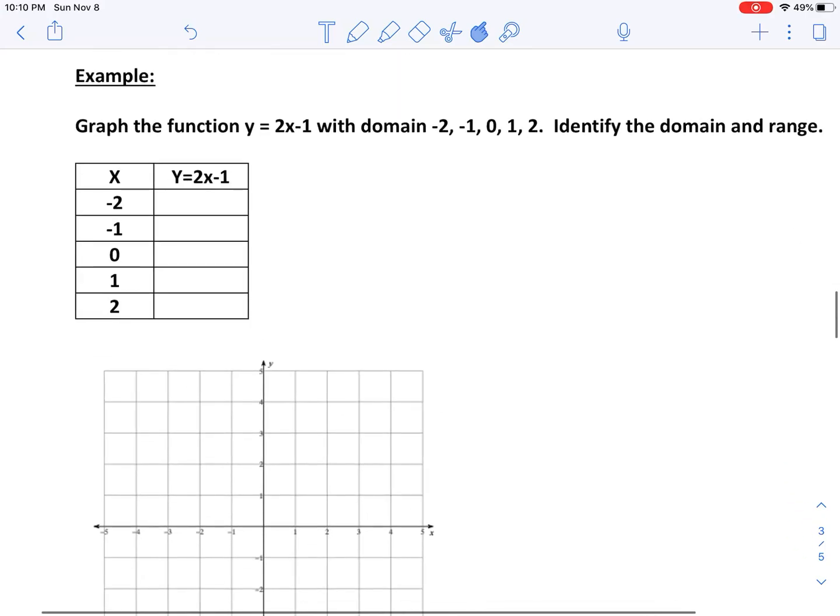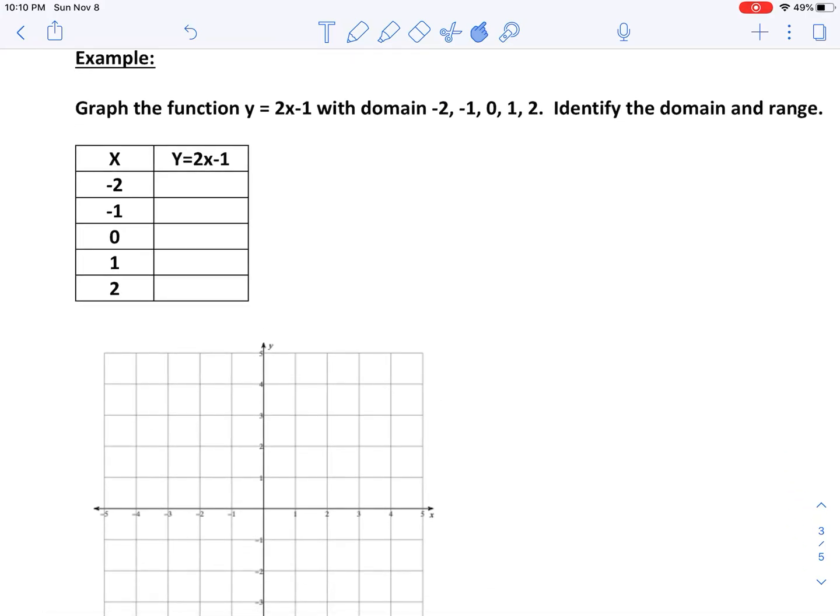All right, our next example tells us to graph the function y equals 2x minus 1 with the domain at negative 2, negative 1, 0, 1, 2. Identify the domain and range. So this part is kind of the review. The first thing we need to do is fill in this table. Remember, the domain is your x values. I'm kind of spoiling the last part of the question here, but the domain is your x values. So in my table, I already know that my x values are negative 2, negative 1, etc. So that's filled in for me because there is no choice of what that's going to be.